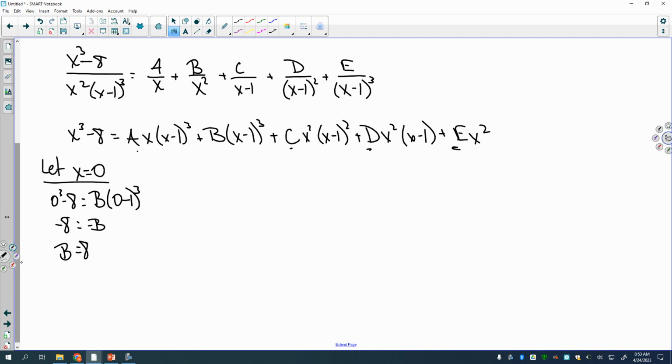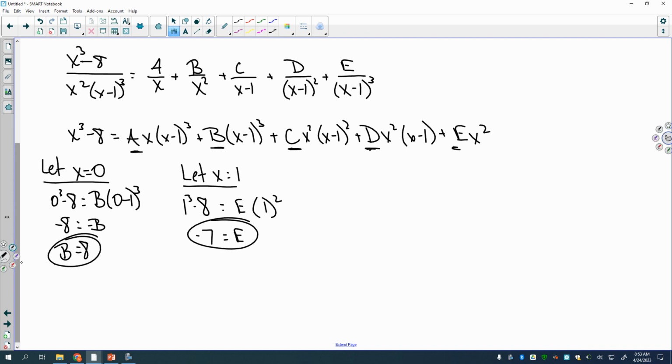Then I can go ahead and let x equal 1. And that's going to get rid of any term with an x minus 1 in it. So that'll get rid of the a, the b, the c, and the d. And I get 1 cubed minus 8 is equal to e times 1 squared. So negative 7 equals e. So I've got e, I've got b. That still leaves me with a, c, and d.